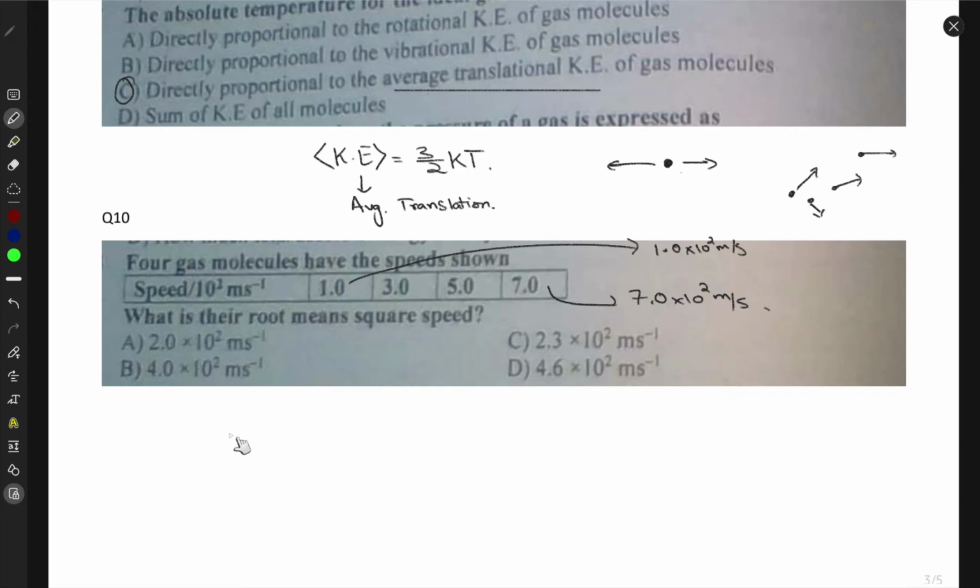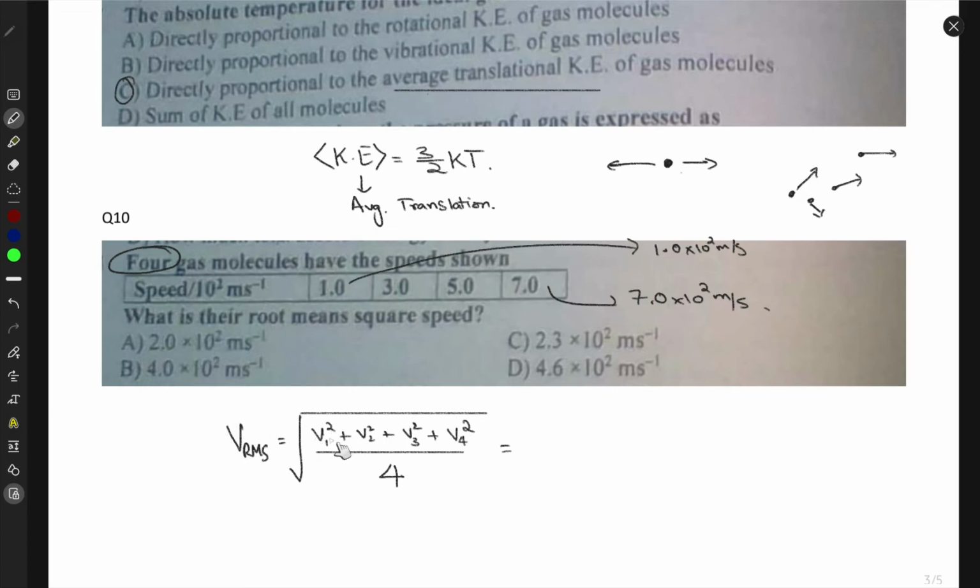So we calculate this root mean square as VRMS, which is simply the square root of the sum of the squares of all of these velocities. So V1 squared plus V2 squared plus V3 squared, plus V4 squared, divided by the total number of these speeds which we are given, or the total number of gas molecules. It is 4 clearly, so we'll divide it by 4. So this is how we can calculate our root mean square speed.